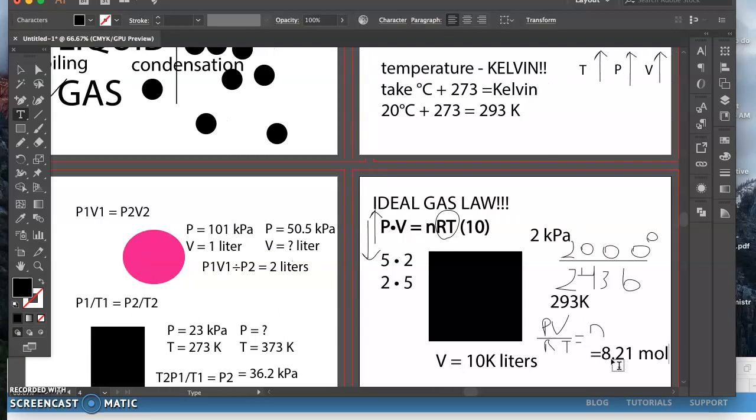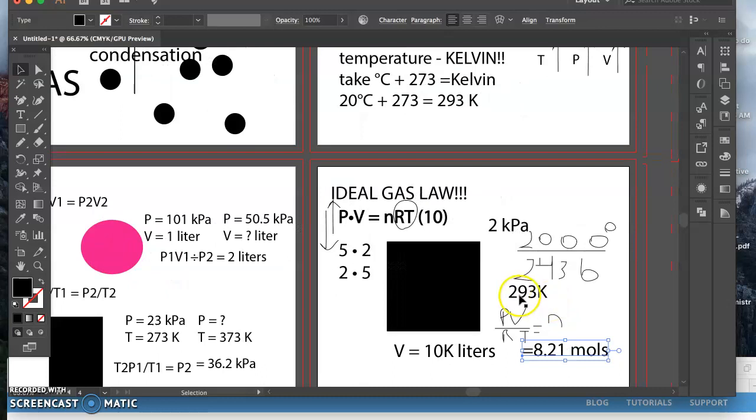Equals 8.21 moles. So they're trying to figure out N, which is the number of moles. My units is going to be moles. So I'm trying to figure out volume. My answer is going to be in liters. Pressure is going to be in kPa. T is going to be in Kelvin. Okay, where's our Kelvin? I think I erased, oh, here it is, 293 Kelvin.